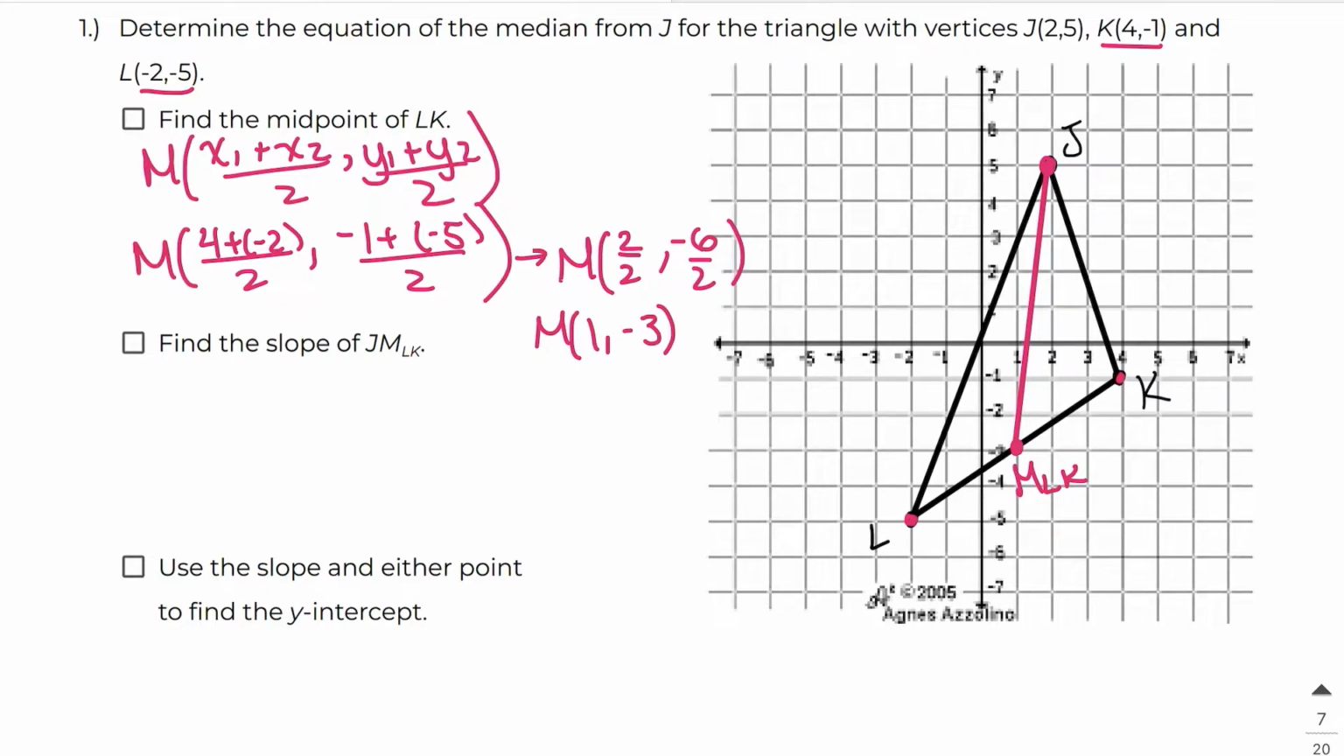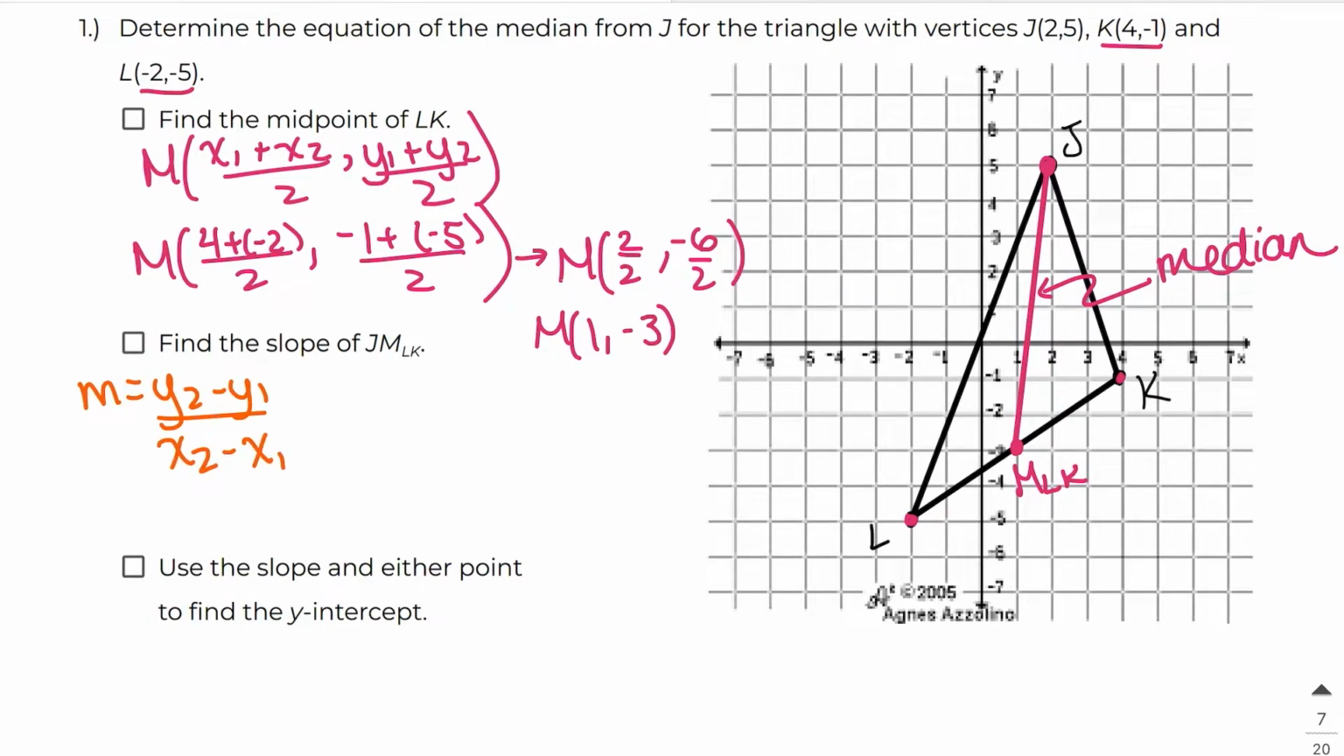So this is the equation of the line that I'm trying to find. To find the equation of this line, the next thing I need to do is find the slope of this line. So what is the slope of this line going to be? To figure out the slope, I'm going to use the slope formula.